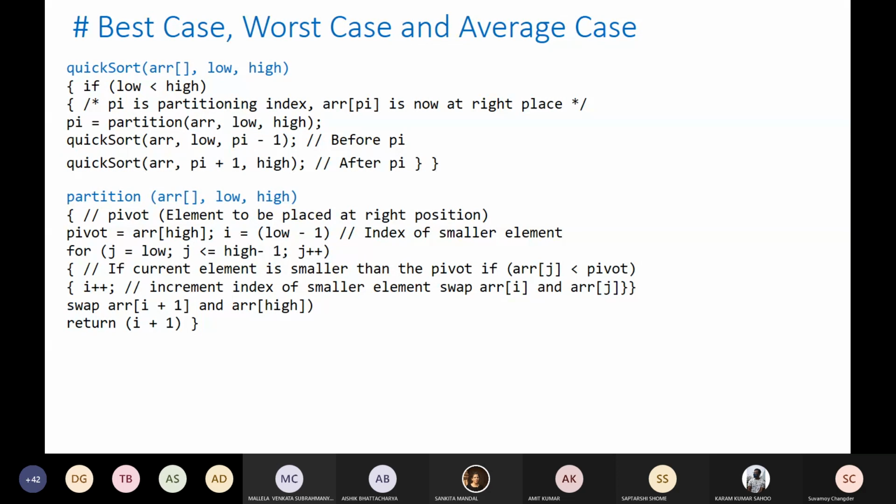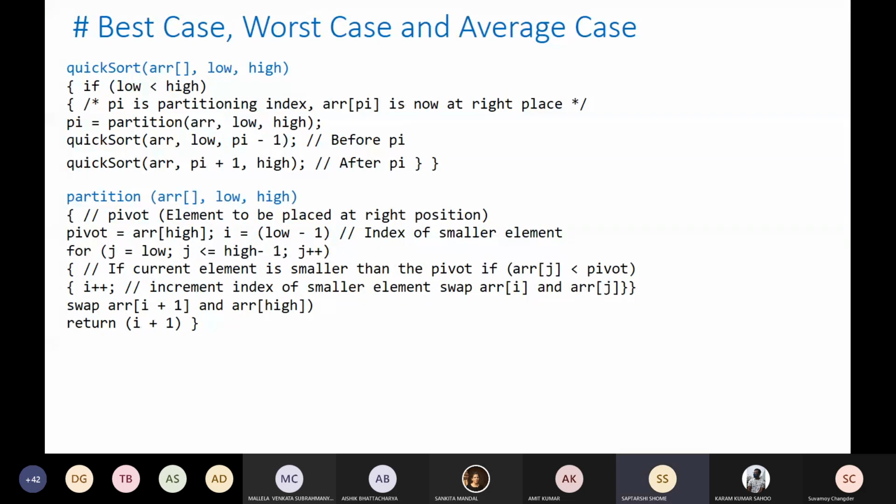Hello, can I continue for another 15 minutes? Yes, sir. Yes, sir. Okay, okay, okay. Chalo. So, do you have any questions from whatever we have discussed till now?